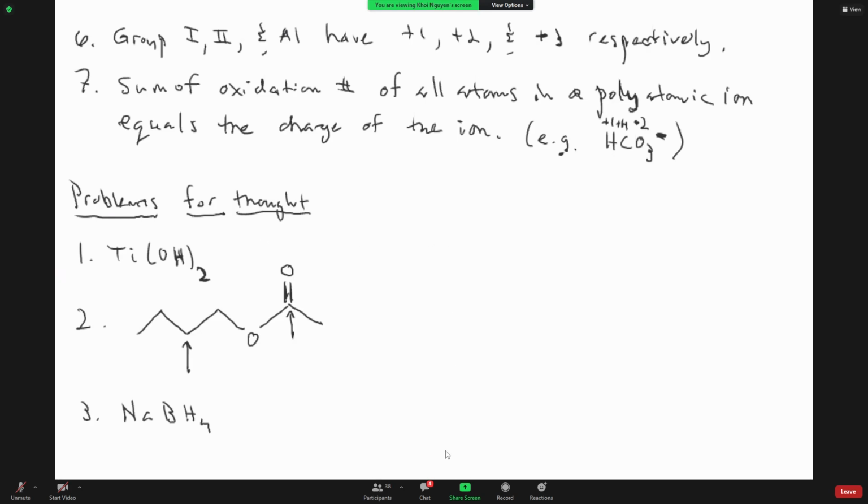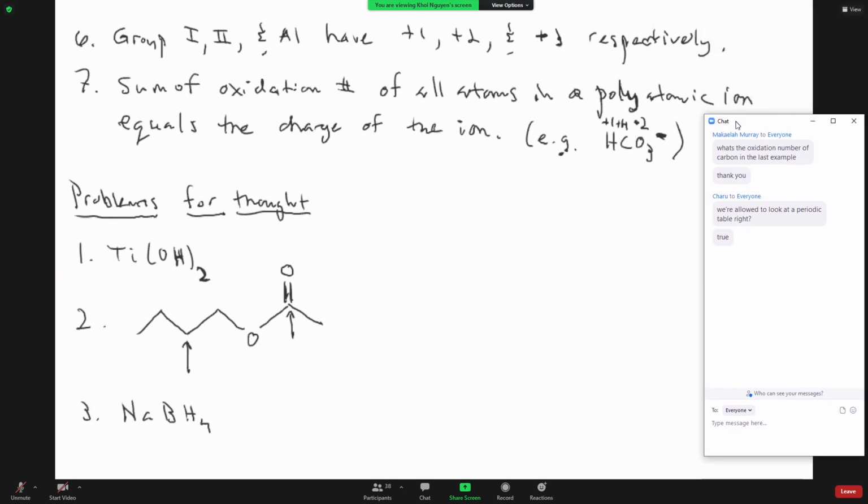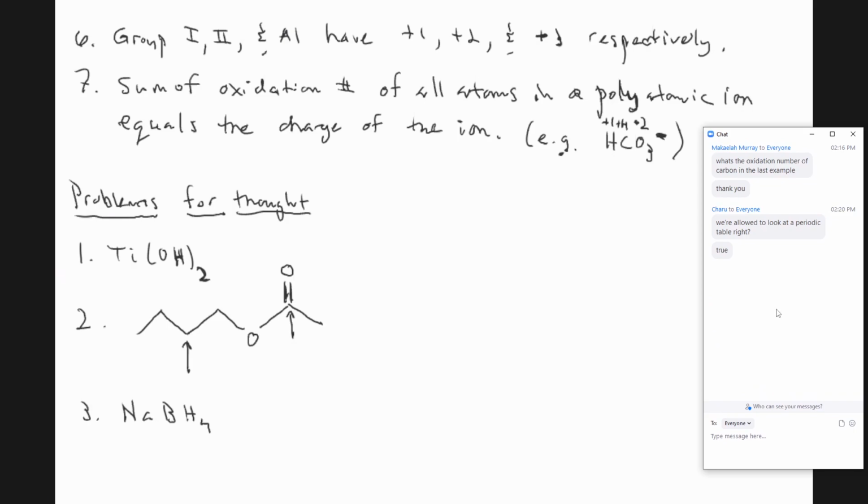All right, so let's look at problem 1. What's the most electronegative atom in that ionic compound? Titanium, oxygen, or hydrogen? Oxygen. What oxidation number should it have? What oxygen state? -2. Good.